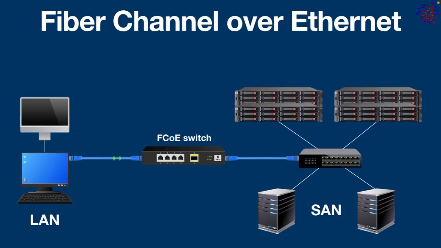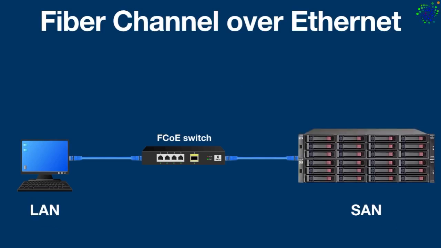At the receiving end, Fibre Channel over Ethernet frames are decapsulated and the Fibre Channel frames are processed as if they had been transported over a traditional Fibre Channel network. This seamless integration ensures that existing storage applications can operate over Ethernet without modification.